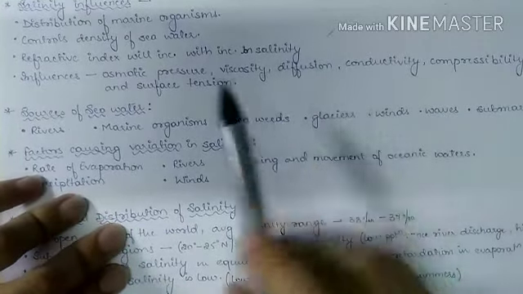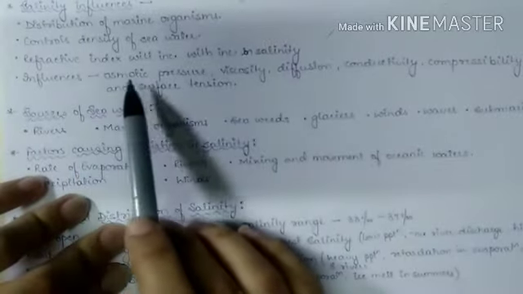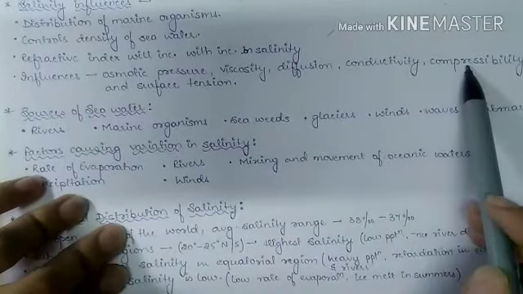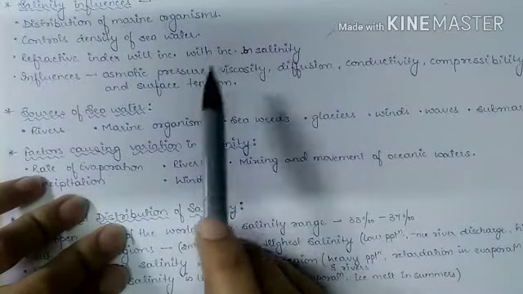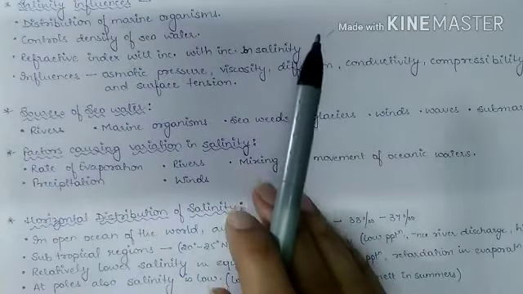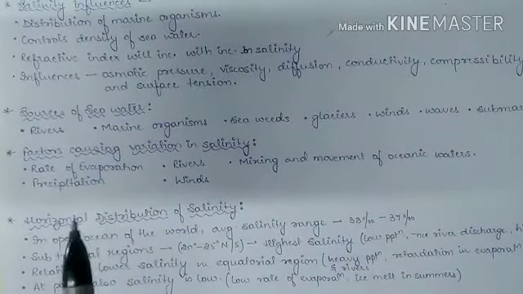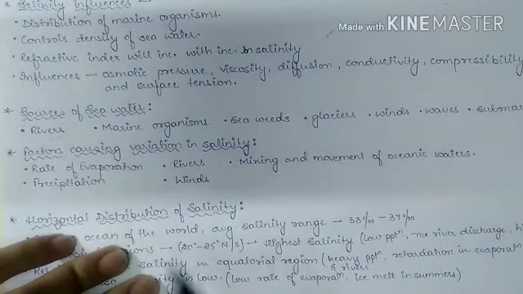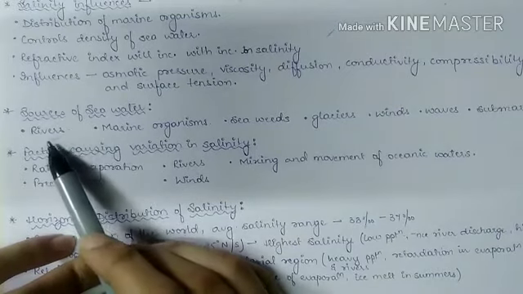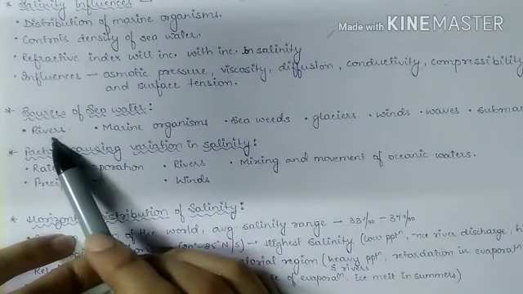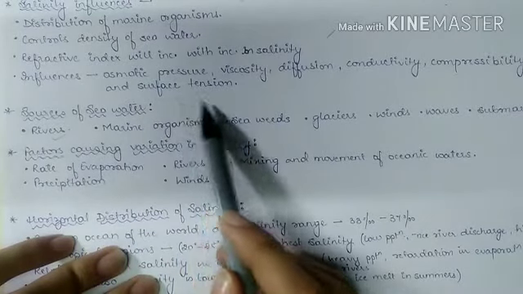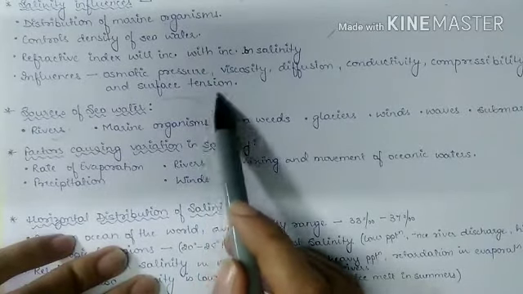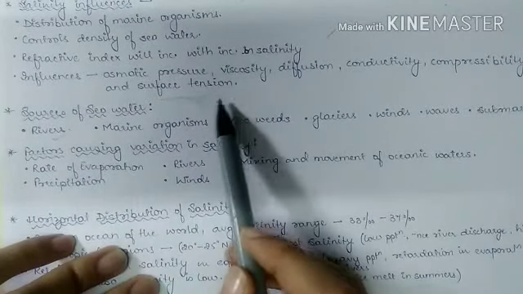Now along with these, the salinity also influences osmotic pressure, viscosity, diffusion, conductivity, compressibility, scattering and surface tension of the seawater. Now what are the sources of salinity in seawater? First is rivers. The rivers cut the rocks and bring the salt with them, and at last they drain into seas, and this increases the salinity of the sea.